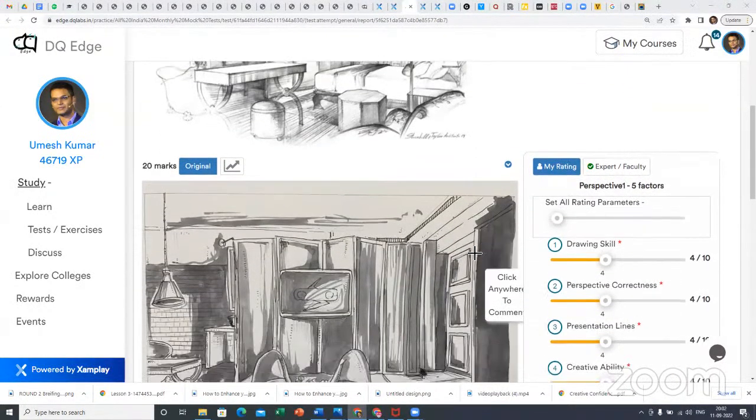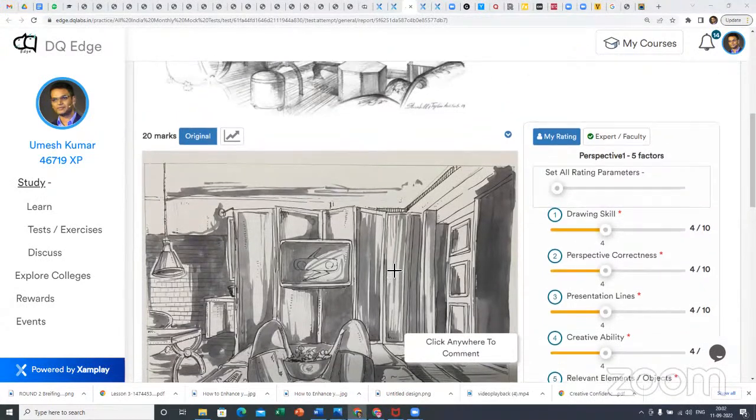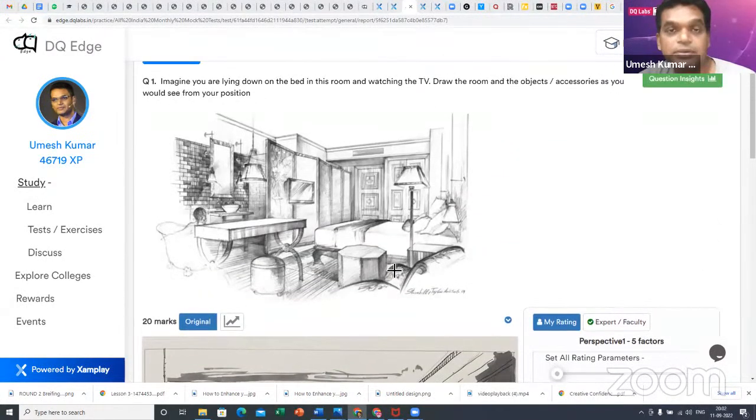Yes, sir, I think at that point I was running out of time. So that's why it turned out to be a little messy, and I forgot about those small details because I had to stick to the time limit. Okay, so you've got to work on your timing.